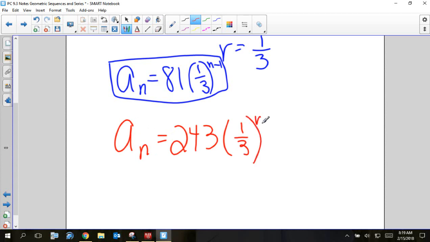Partner activity. Both of these are equivalent to each other. I want you to figure out how the one in blue goes to the one in red. Or no, was the one in red going to the blue one? Yeah, but I think it's going to be harder to figure it out backwards.